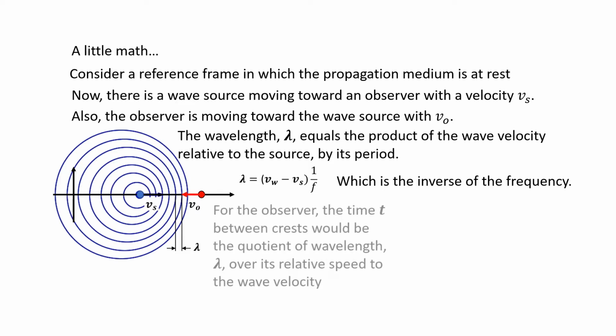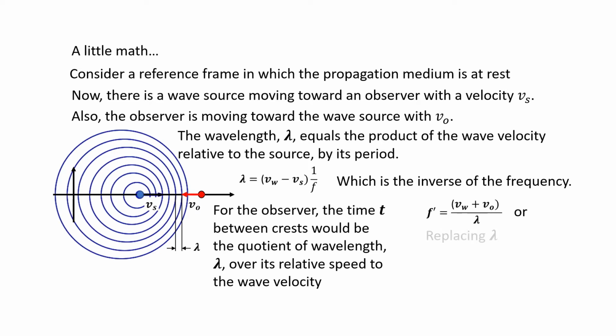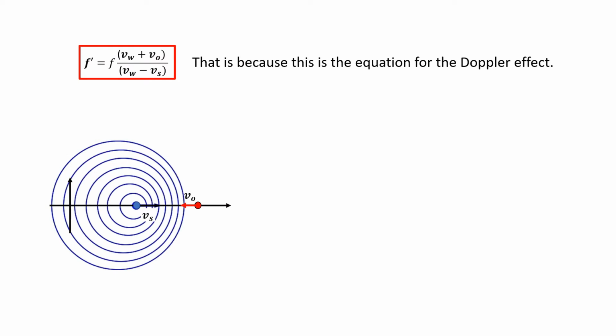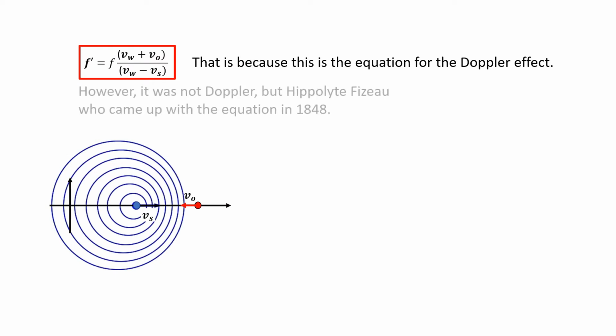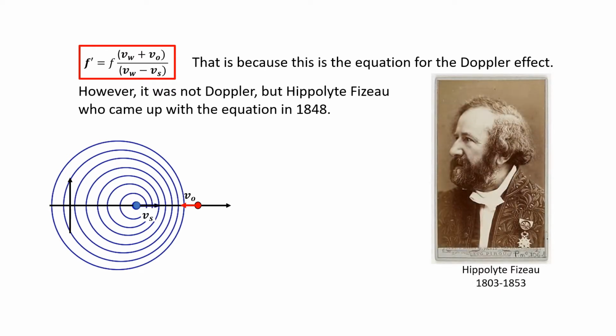Good. For the observer, the time t between crests would be the quotient of the wavelength lambda over its relative speed to the wave velocity, or its frequency. Replacing lambda here, we get to these equations that we're going to frame. That is because this is the equation for the Doppler effect. However, it was not Doppler but Hippolyte Fizeau who came up with the equation in 1848.